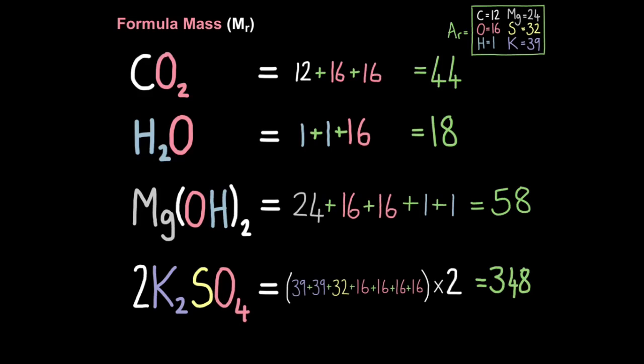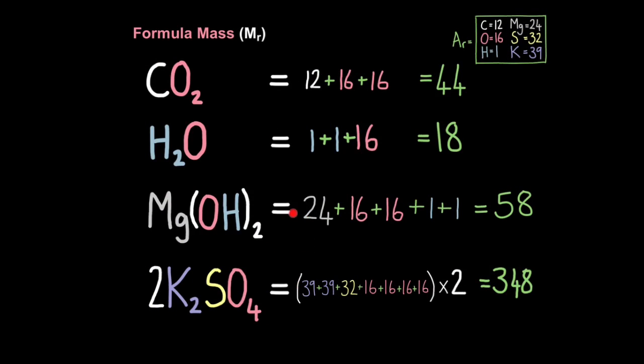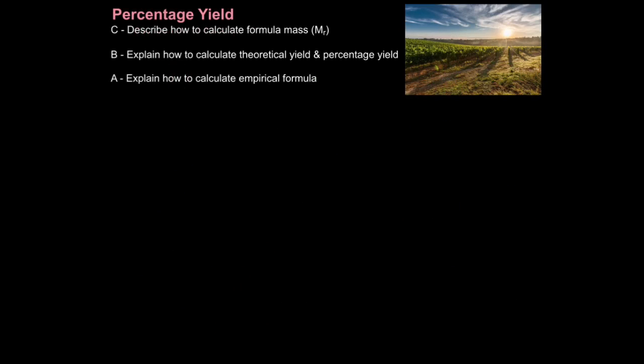molecule. In other words, we have 2 potassium, so 39 plus 39, you can see that here. We have 1 sulfur, so that's 32, and we have 4 oxygen, so 16 plus 16 plus 16 plus 16. But then, after we've worked that out, we multiply the answer by 2 because of this 2 here, so we have 348. That's about as complex as it gets, these two, so if you handle that, you can handle anything in an exam. So that is how you describe how to calculate formula mass.